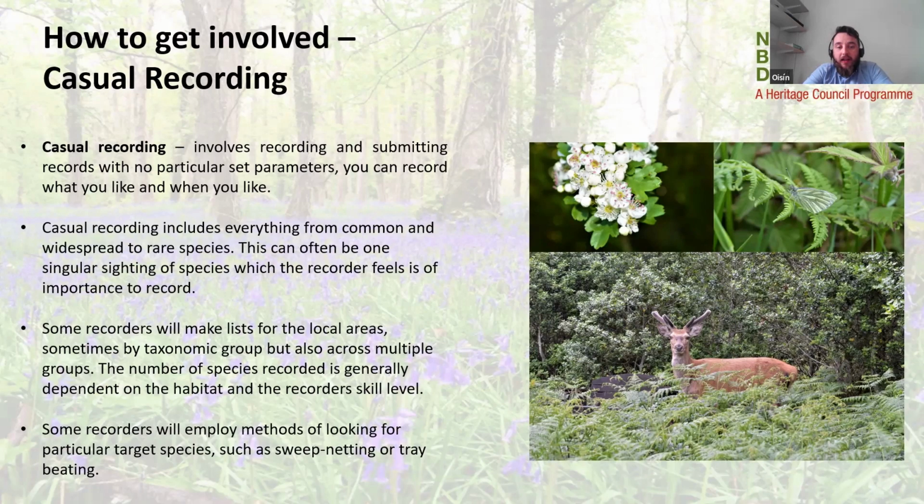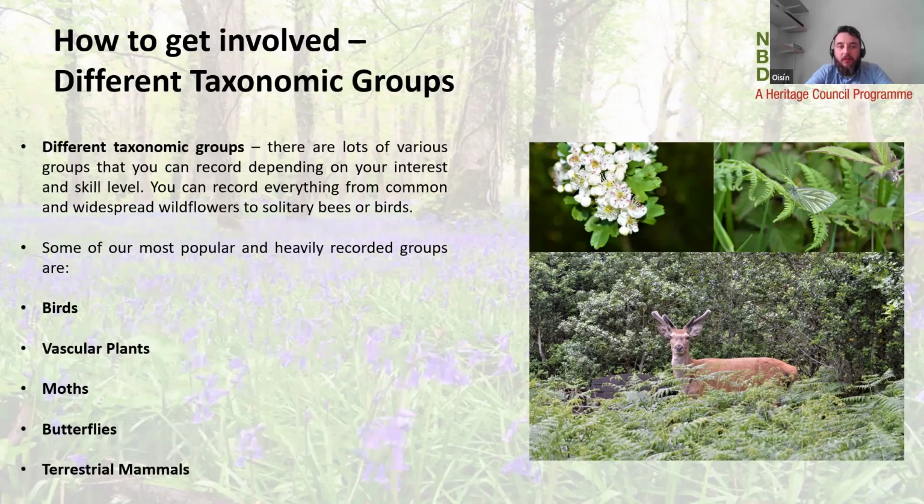Some recorders will make lists for their local areas. They'll do it either by taxonomic group. Some people will be interested in birds and won't record anything else. Other people will record just plants. Other people will record literally everything. And we have examples of all those in our recorder network. Generally, the number of species that's recorded by an individual is dependent on the habitat itself and then the recorder skill level. And then again, as you get further into it, some recorders will employ methods of looking for particular species, and that'll involve things like sweep netting and tray beating and all these different methodologies.